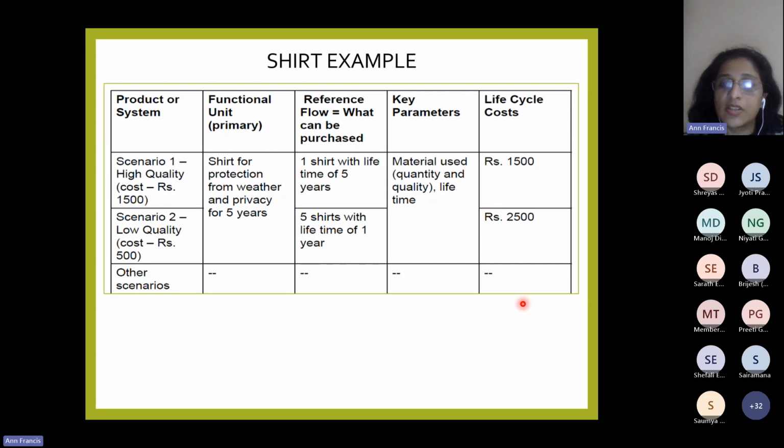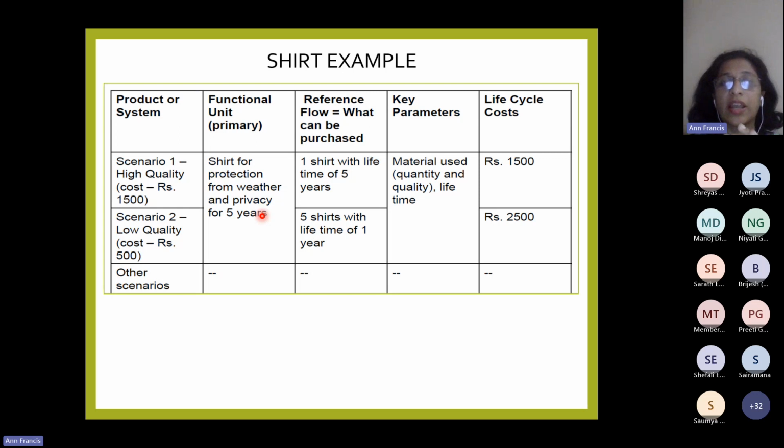And here again, a cost perspective is also given. If it's the high quality shirt, I'm purchasing it for 1,500. The low quality shirt comes for 500, but I end up buying five of them. So this is something that we all end up doing, right? We buy cheap things, but then it doesn't last, and we actually end up spending more. So this is something in LCA. This functional unit is very important when we are comparing two products.